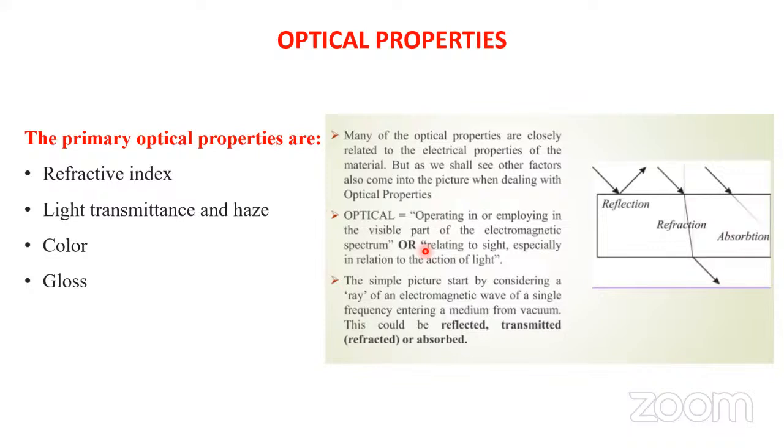Many of the optical properties are closely related to the electrical properties of the material, but as we shall see, other factors also come into the picture when dealing with optical properties. Optical means operating in or employing the visible part of the electromagnetic spectrum, or relating to sight, especially in relation to the action of light.